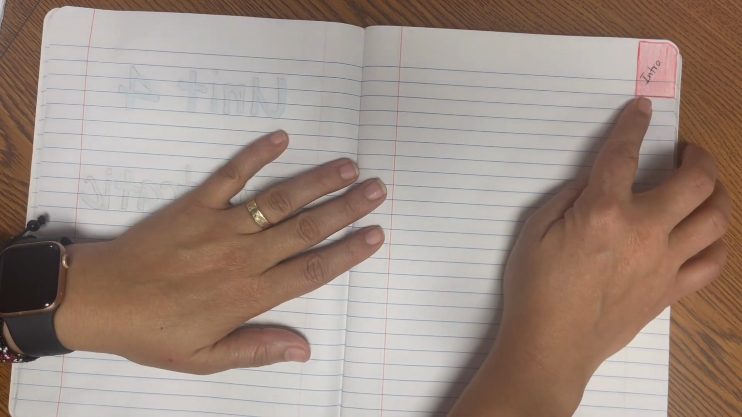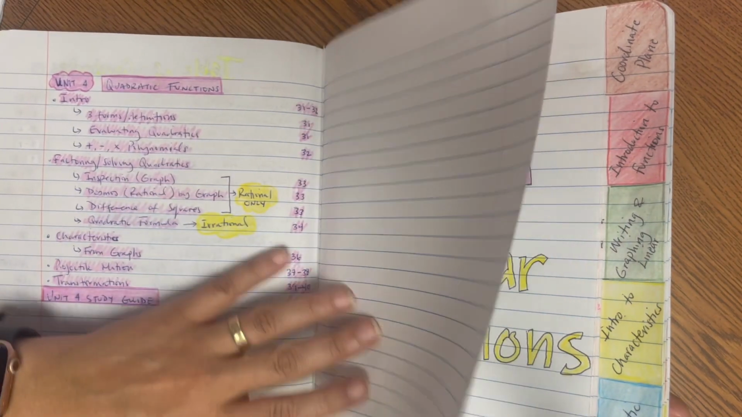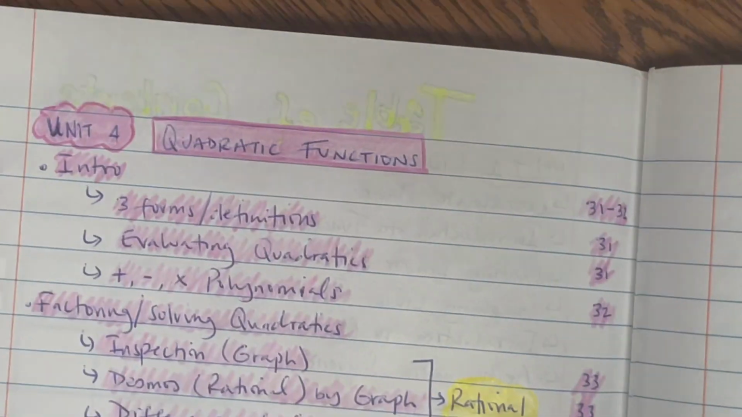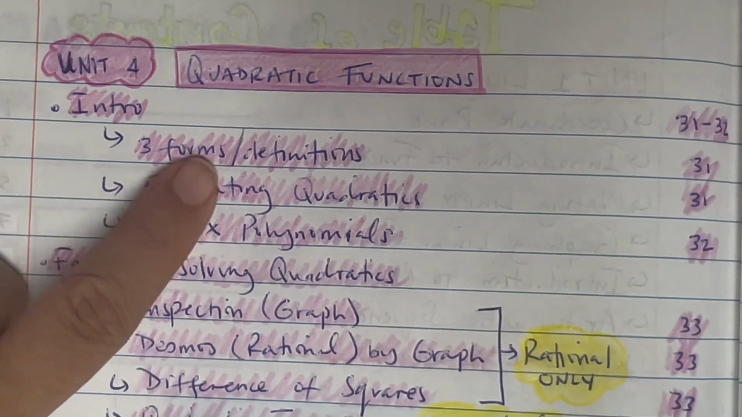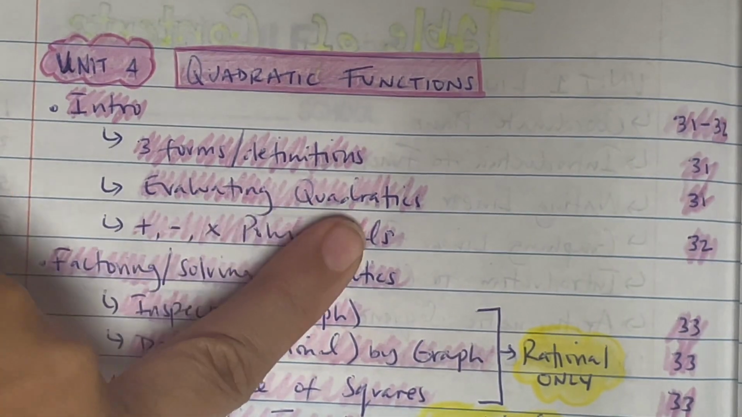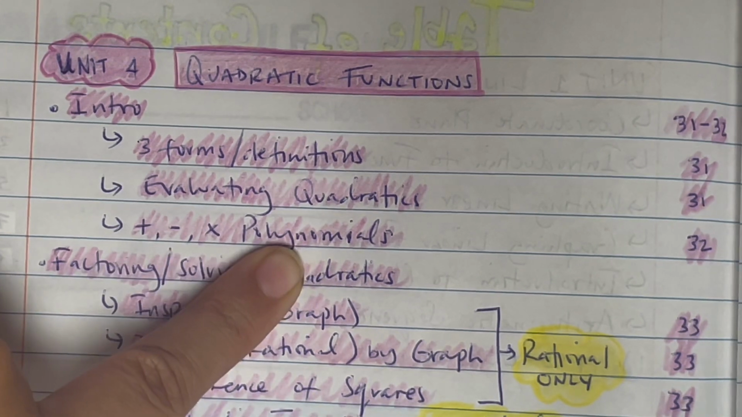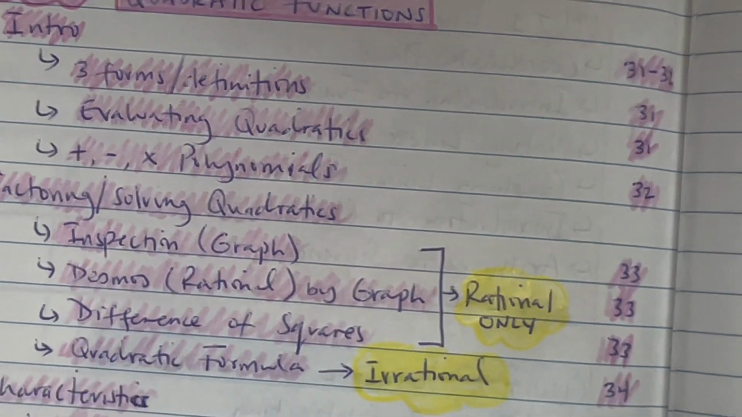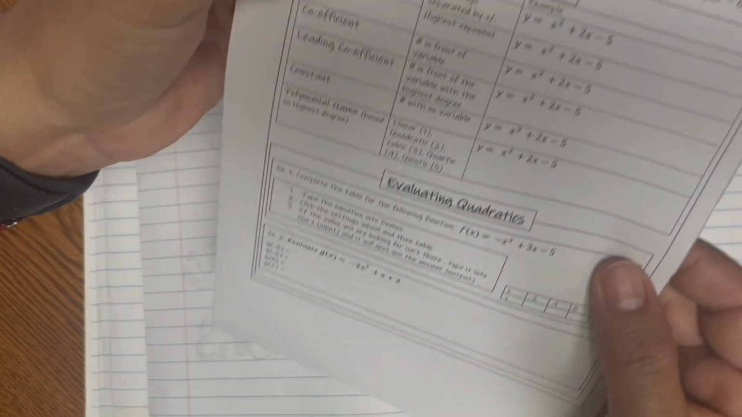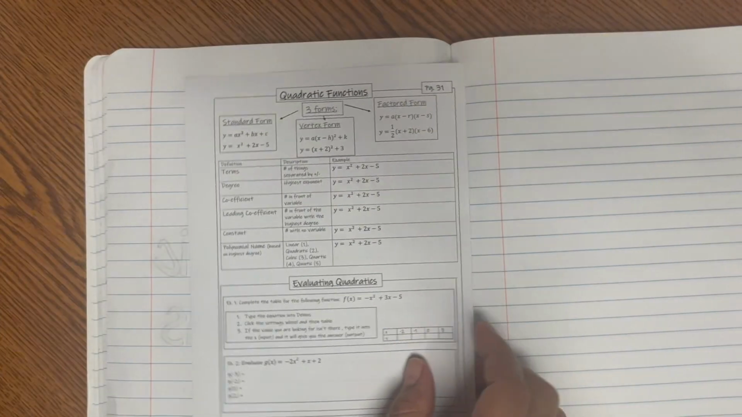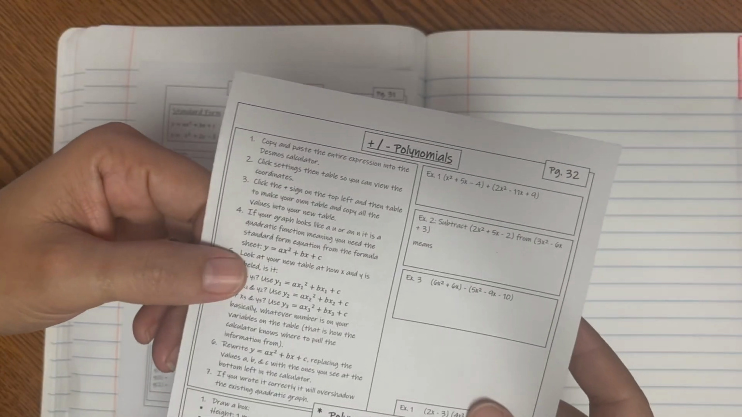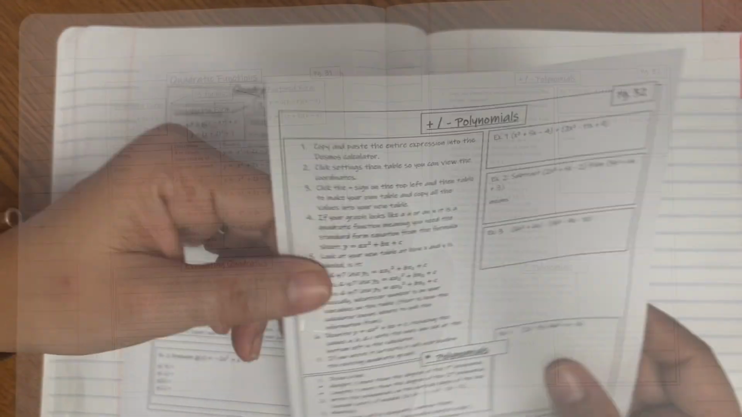On this one, I should have an introduction. Now, my introduction, I'm going back to my table of contents. My introduction covers a few things: 3 forms, definitions, evaluating quadratics, and adding, subtracting polynomials. That's what I need to make sure goes on that cover page. So, 3 forms, evaluating quadratics, adding and subtracting polynomials.